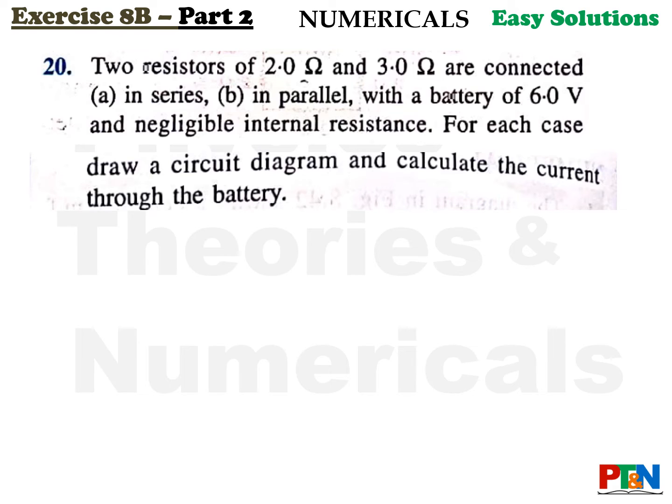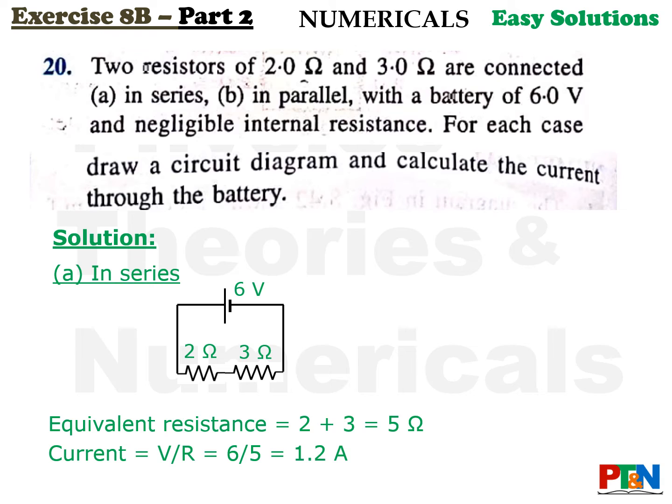Next one, two resistors, 2 ohm and 3 ohm, are connected first in series then in parallel, with a battery of 6 volt and negligible internal resistance. For each case, draw the circuit diagram and calculate the current through the battery. Let's look at the solution. So first, series connection. The diagram is shown here. So the equivalent resistance, they are in series, so 2 ohm plus 3 ohm, that is 5 ohm. So current will be V by R, that is 6 by 5, that is 1.2 ampere.